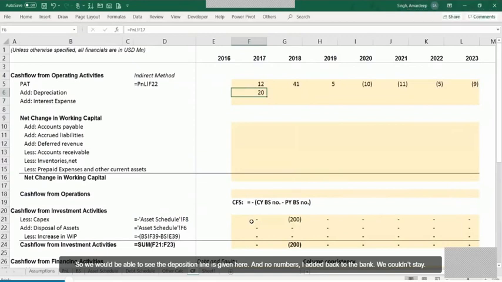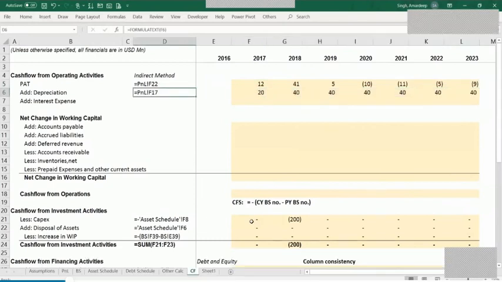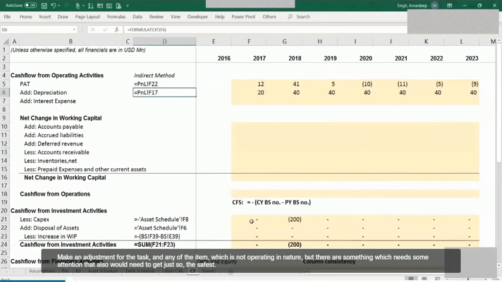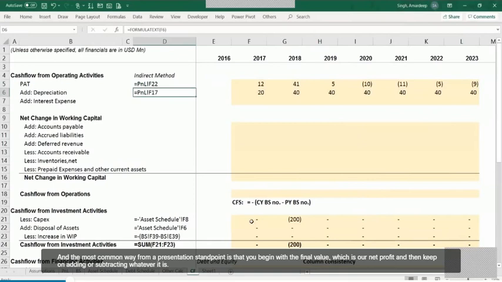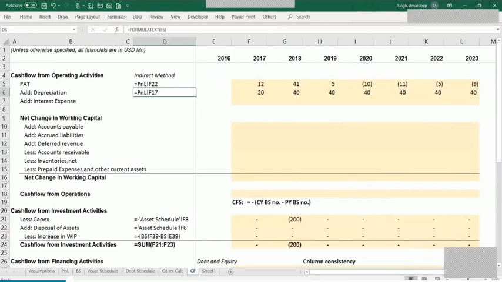Dipankar, we could have straight away used the EBITDA line as well, but the thing is that the tax component also needs to be paid. So if you begin with the EBITDA line, then the tax component would need to be adjusted out here. So you feel free to do that with respect to the EBITDA as well. But then bear in mind that you have to make an adjustment for the tax, and any other item which is non-operating in nature is also there, or something which needs some attention, that also would need to be adjusted. So the safest and the most common way from a presentation standpoint is that you begin with the final value, which is your net profit, and then keep on adding or subtracting whatever is supposed to be adjusted.